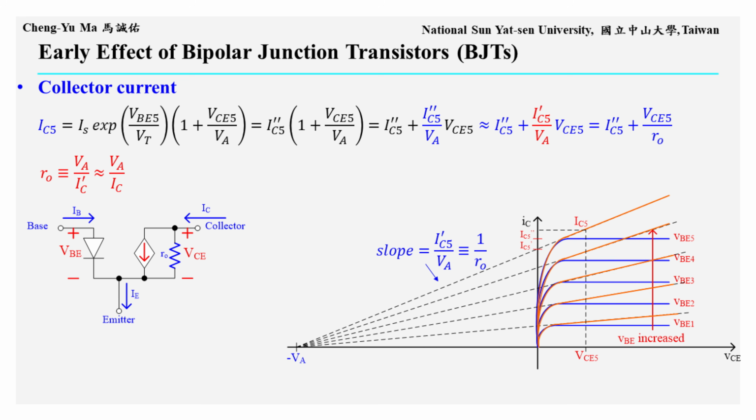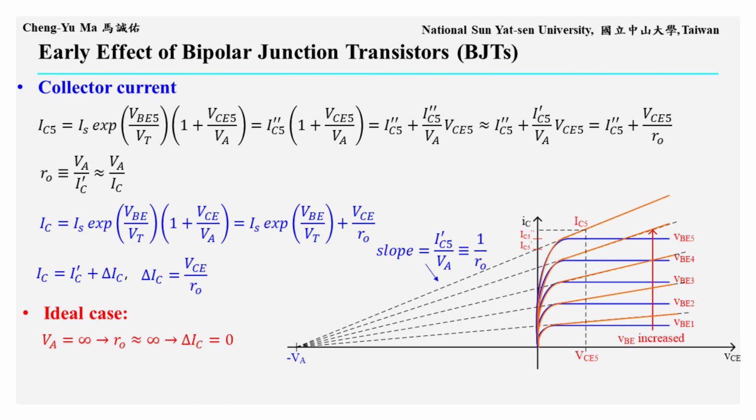This output resistance RO equals VA divided by IC prime and is approximately VA divided by IC. Therefore, RO is proportional to the early voltage, VA. So with the early effect, the collector current equals the original ideal collector current, IS times the exponential of VBE over VT, plus the additional current delta IC, where delta IC equals VCE divided by RO. When VA is infinite, RO is also infinite, so the additional current becomes 0. This corresponds to the ideal case with no early effect. Therefore, a larger VA means a weaker early effect in the device.